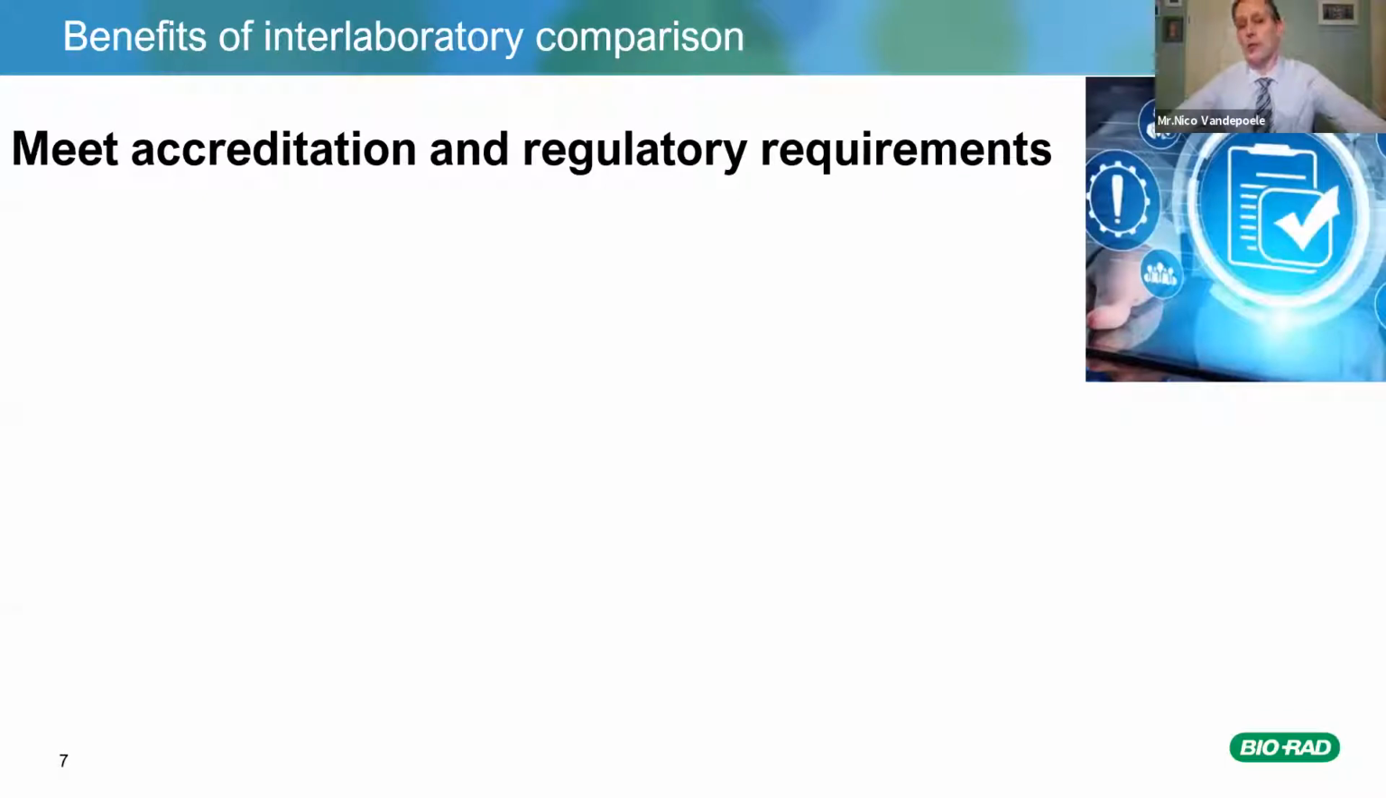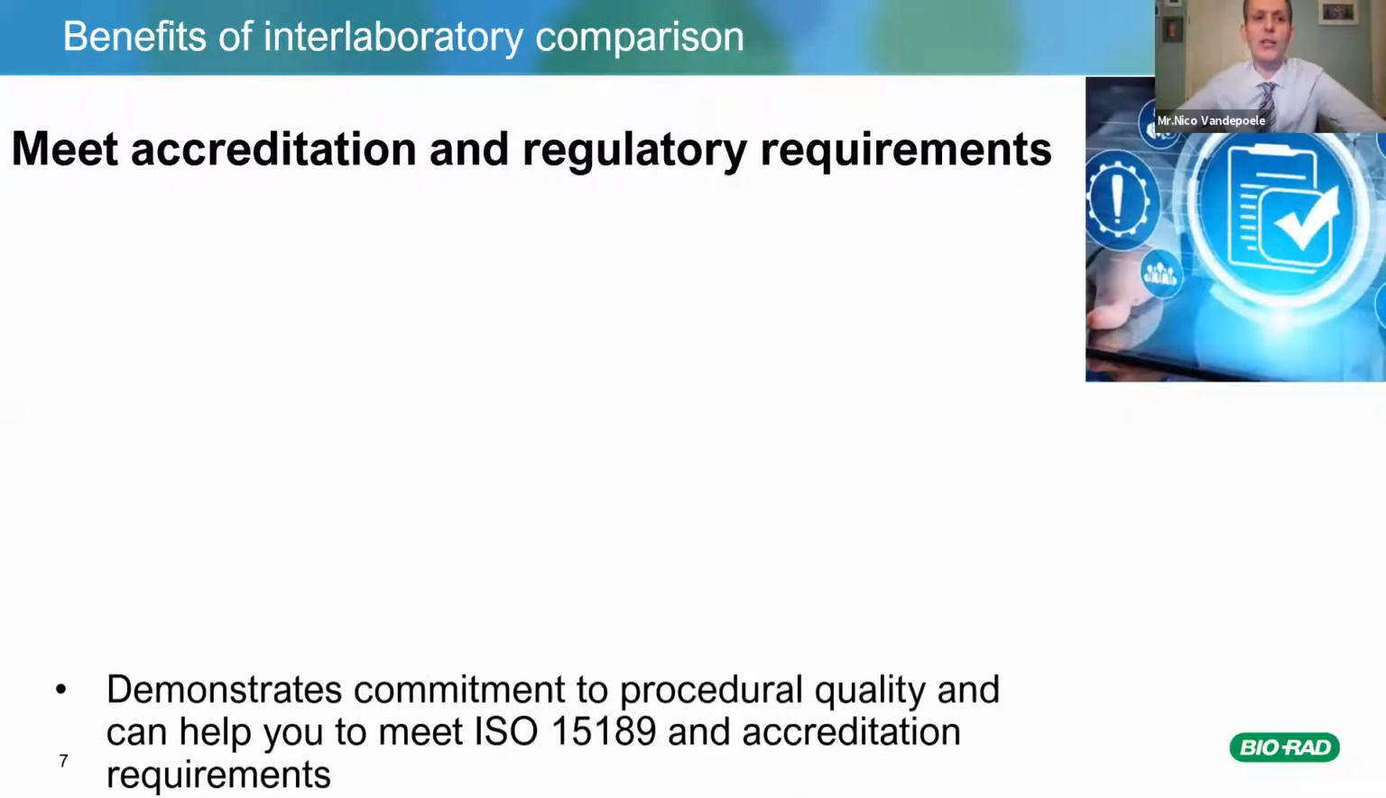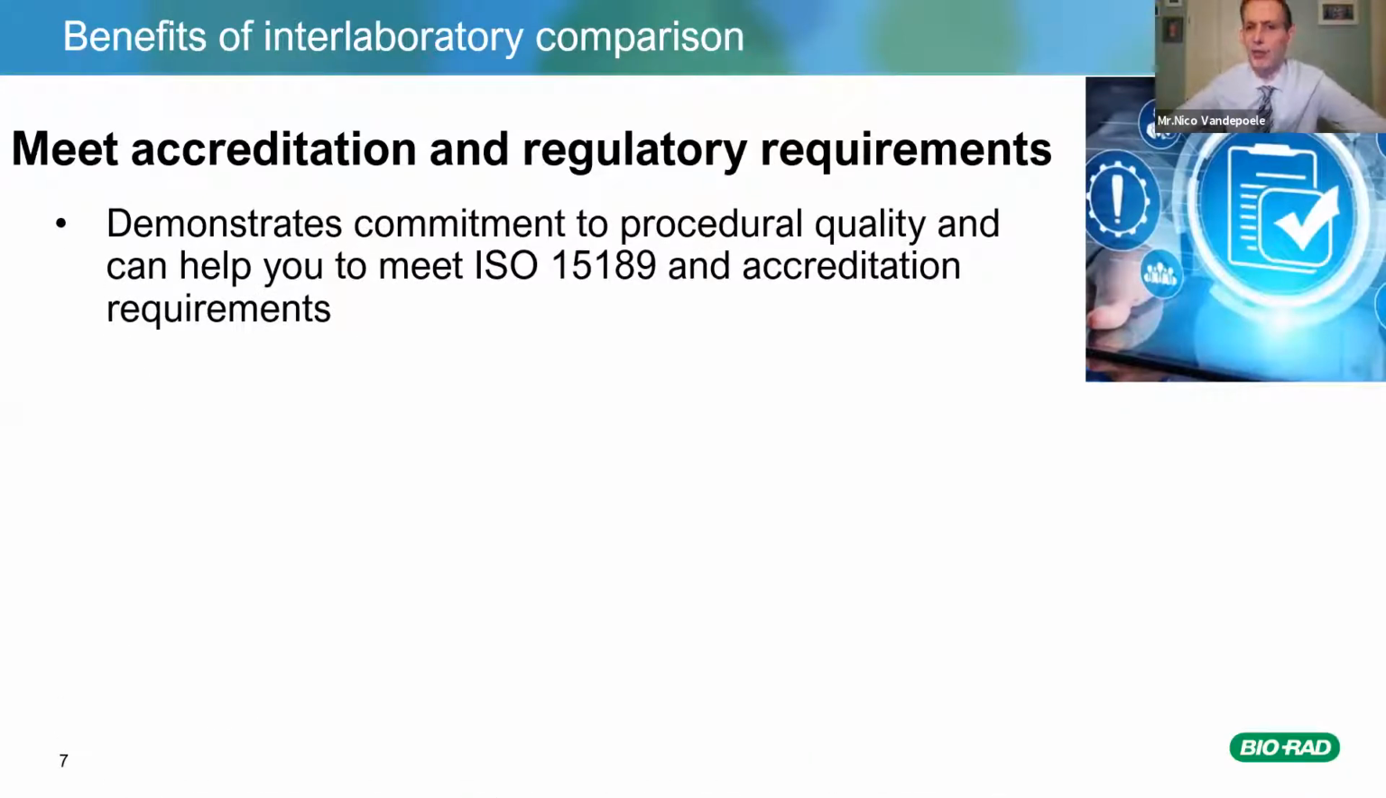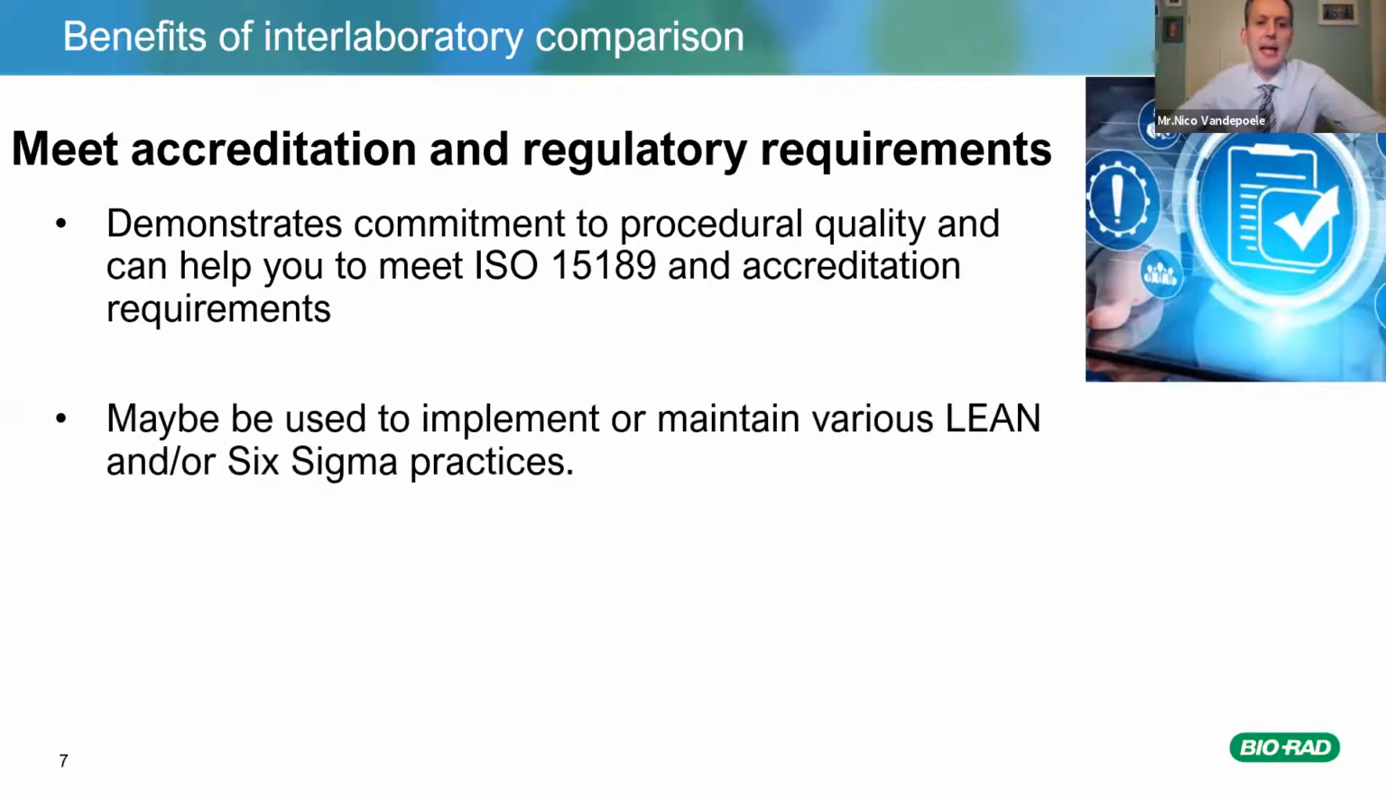So we also do this because we have to. We also need to meet accreditation and regulatory requirements, and we want to demonstrate our commitment to quality and help to meet the ISO 15189 or other NABL accreditation requirements, for example. And also to implement and maintain Lean and Six Sigma processes, that means that we need comparisons, we need our CVs, we need our biases to calculate Sigma metrics, for example.